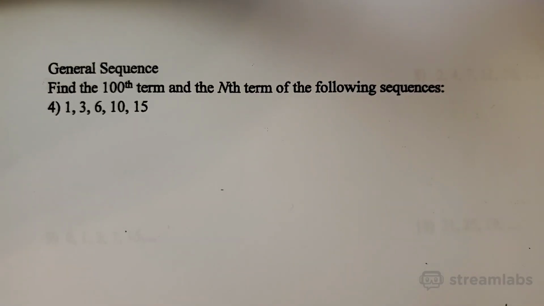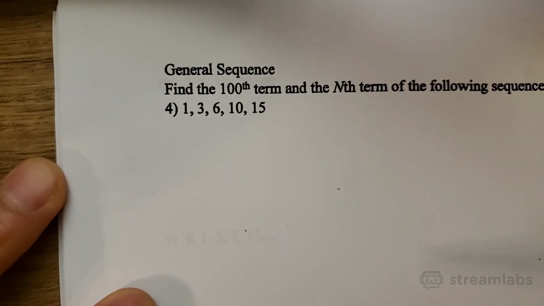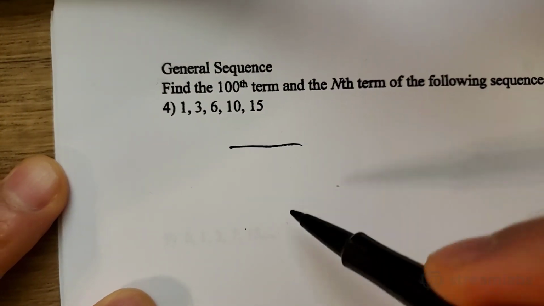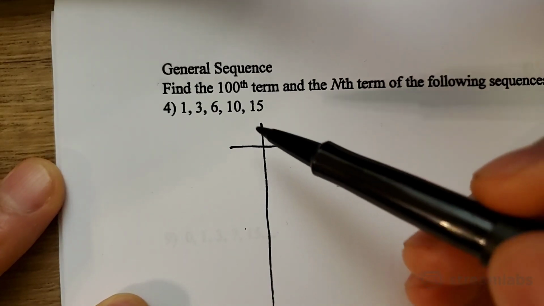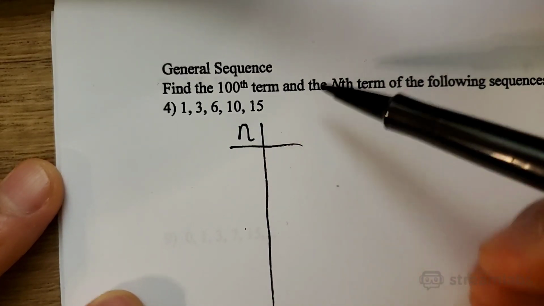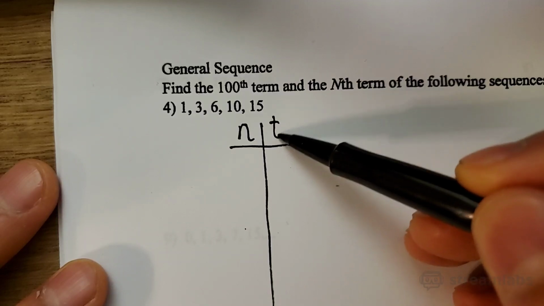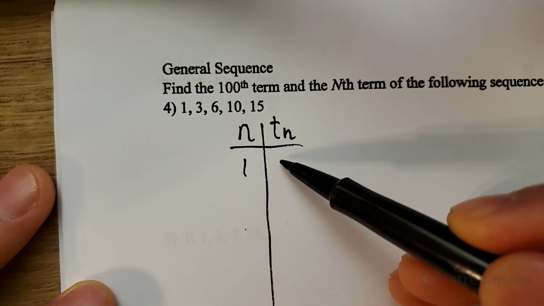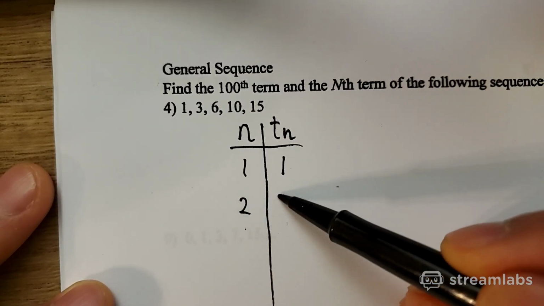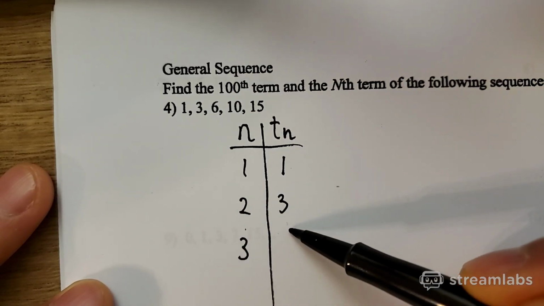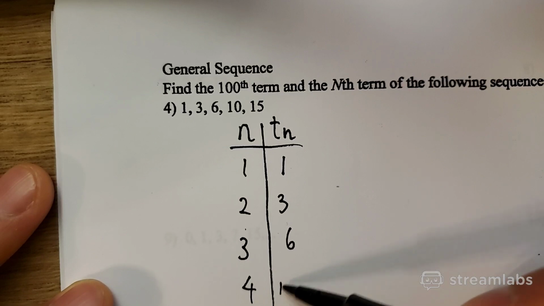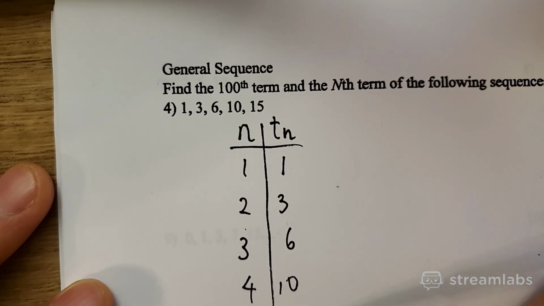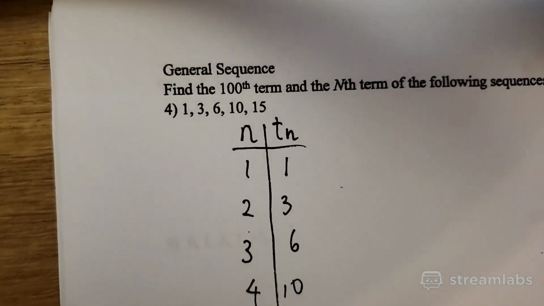So I'm going to make a table, okay? Look at the differences, right? What are the differences? How are the differences related? This is the term number. This is the actual term, Tn. The first term is 1. The second term is 3. The third term is 6. The fourth term is 10. The fifth term is 15, right?